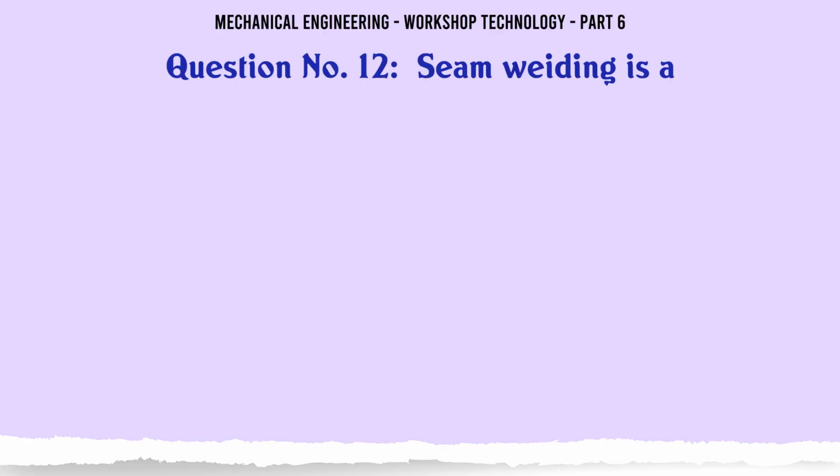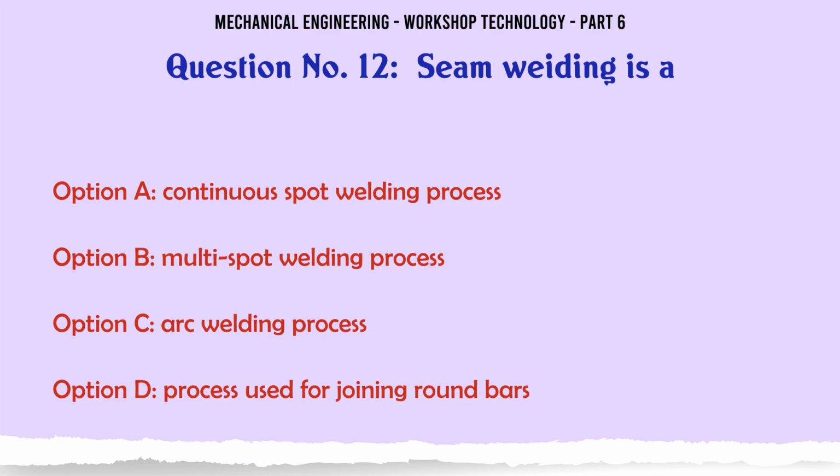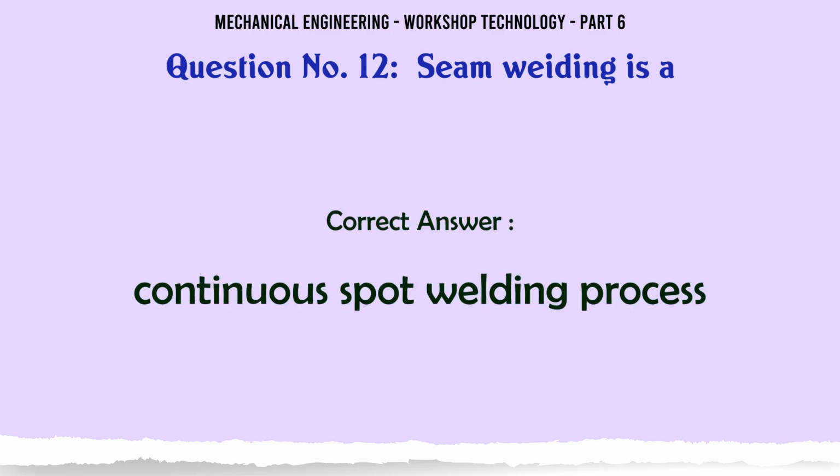Seam welding is A. Continuous spot welding process. B. Multi-spot welding process. C. Arc welding process. D. Process used for joining round bars. The correct answer is continuous spot welding process.